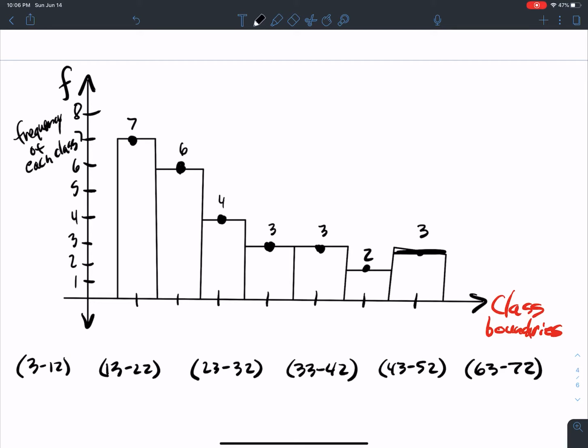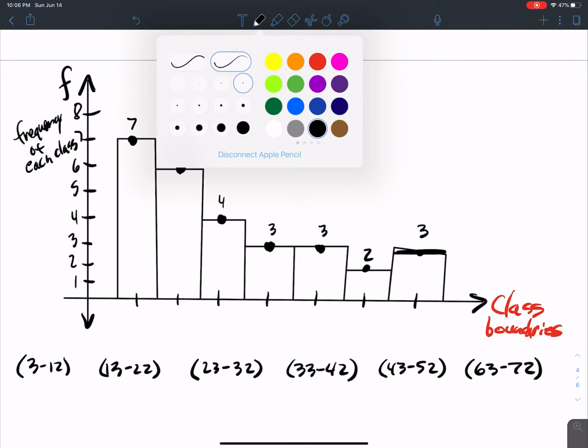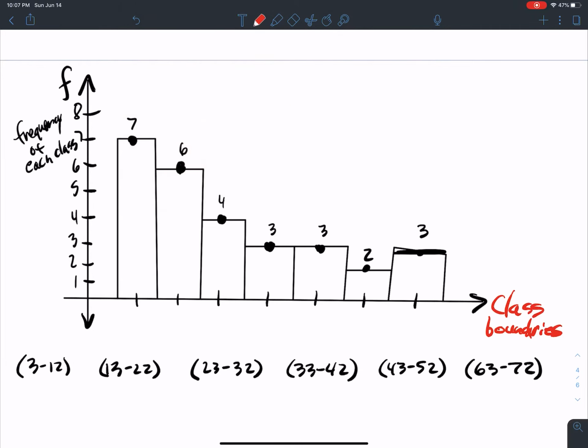So to mark the class boundaries, those are the things that separate the classes, okay? So to separate the classes, we need to find those numbers. So what is separating 12 and 13? It's 12.5, okay? What's separating 22 and 23? 22.5. These are class boundaries, okay? So what's separating 32 and 33? 32.5. Okay, 42.5 here. 52.5 here.